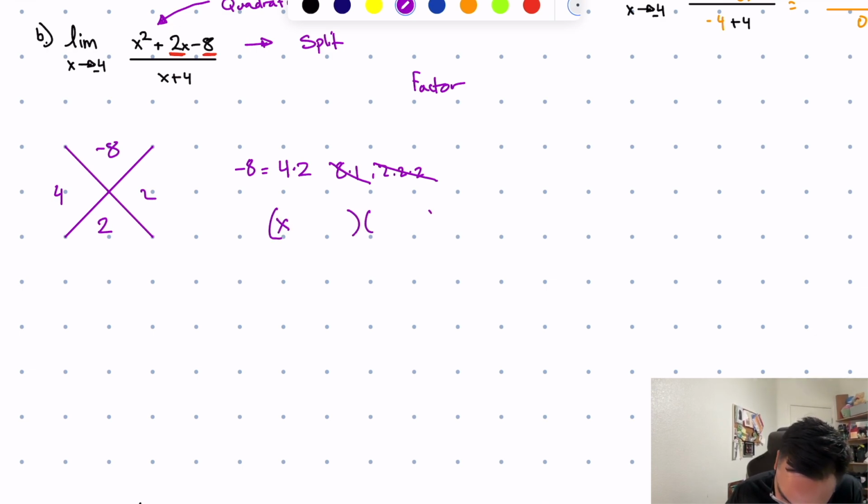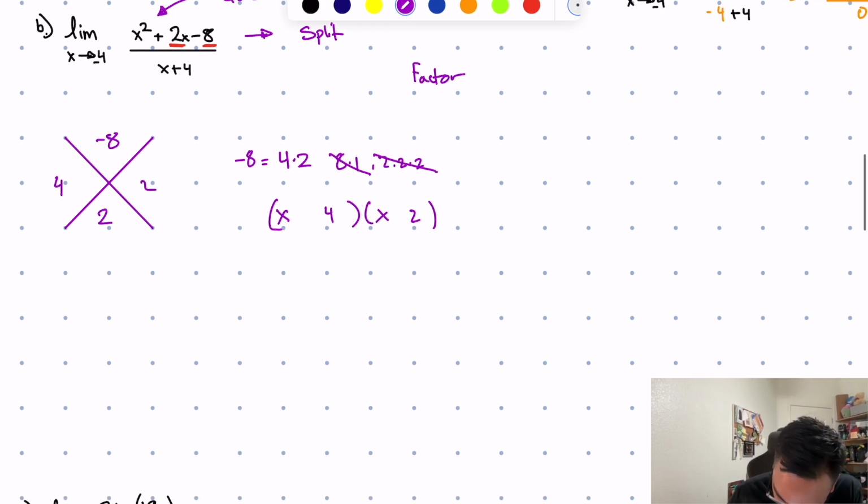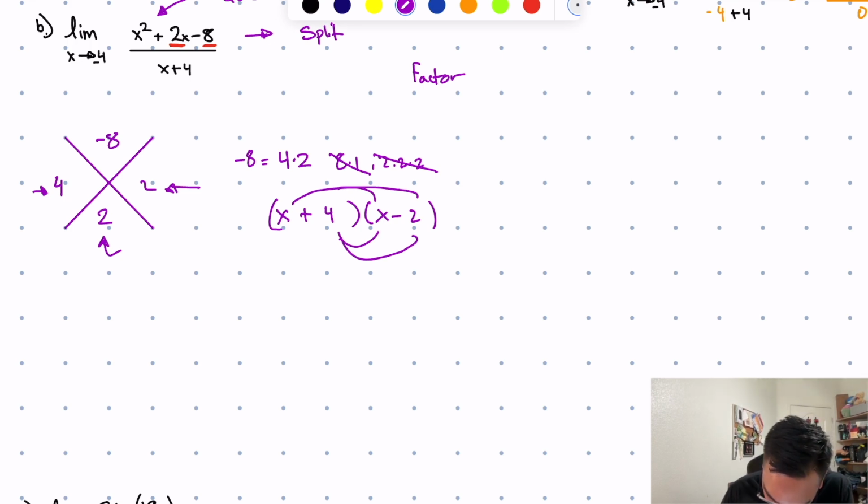And how do we know the signs? So let's set up our parentheses. We know it's going to be 4. We know it's going to be 2. So how do we know the signs? If the bottom number is negative, that means the bigger number on this side has to be positive, which means that the number on the right side has to be negative. And we can always FOIL to verify.